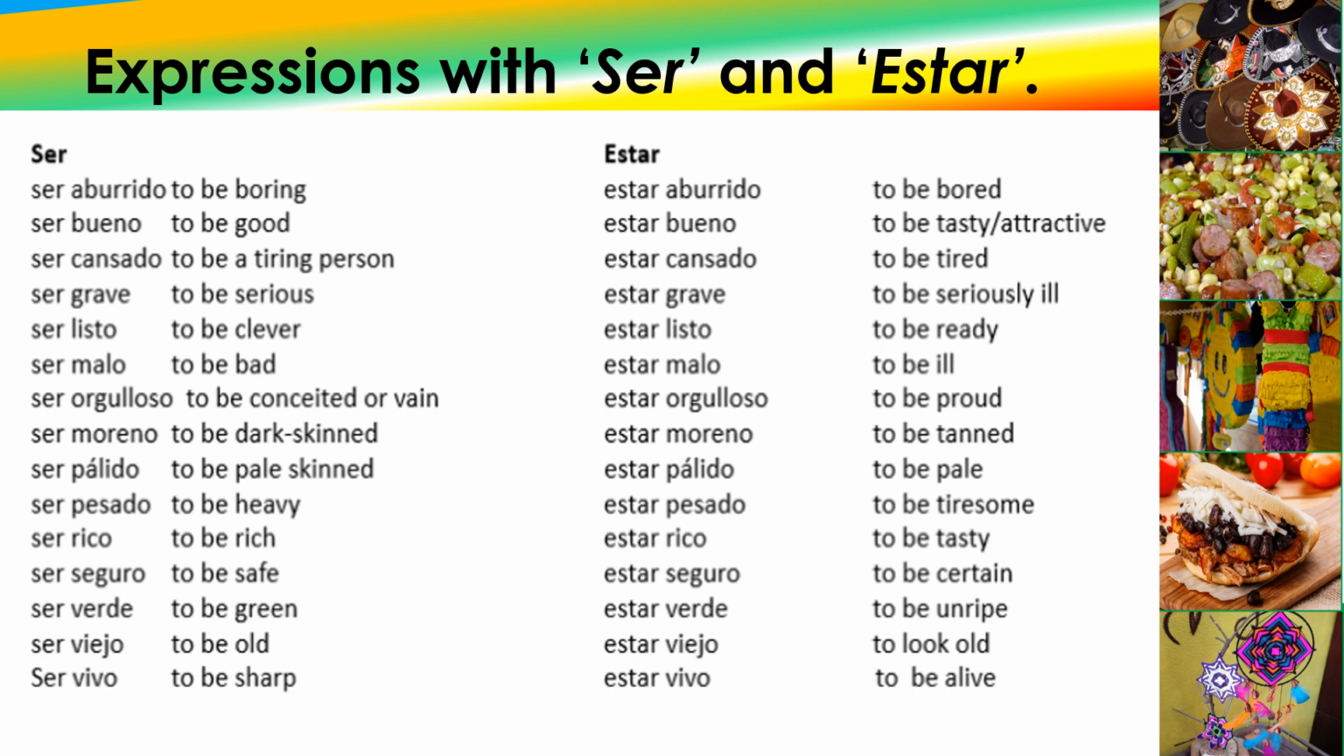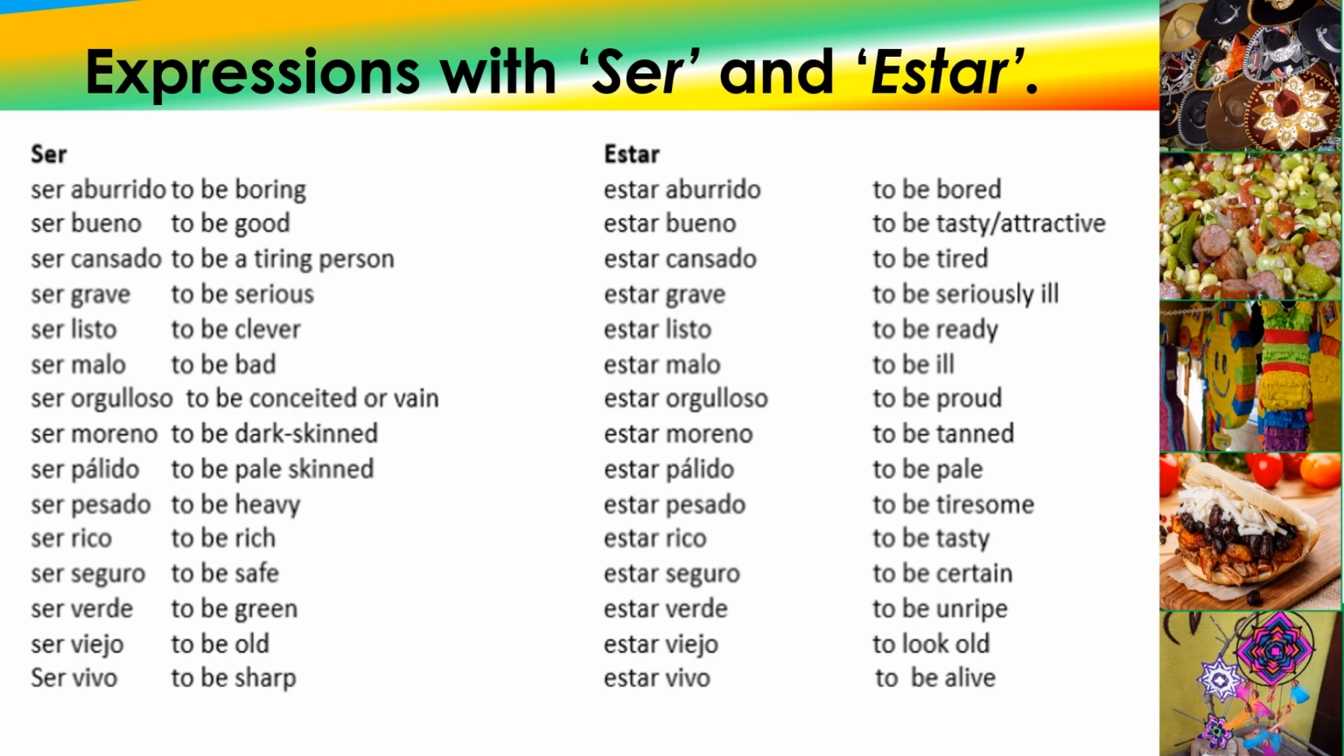All right. Next one, ser grave, to be serious. Estar grave means to be seriously ill. Ser listo, to be clever. Estar listo means to be ready. Okay? Estoy listo. I'm ready. Estoy listo para el examen. I'm ready for the exam. Estoy listo para ir. I'm ready to go.